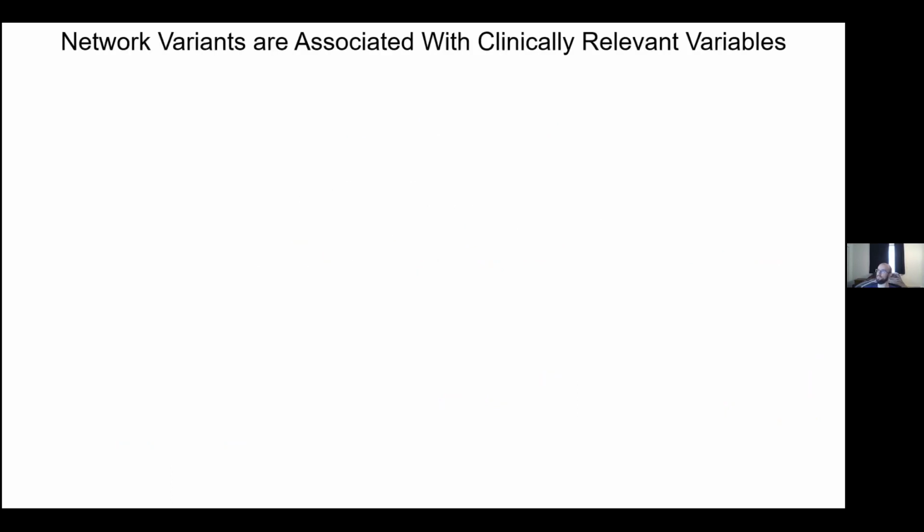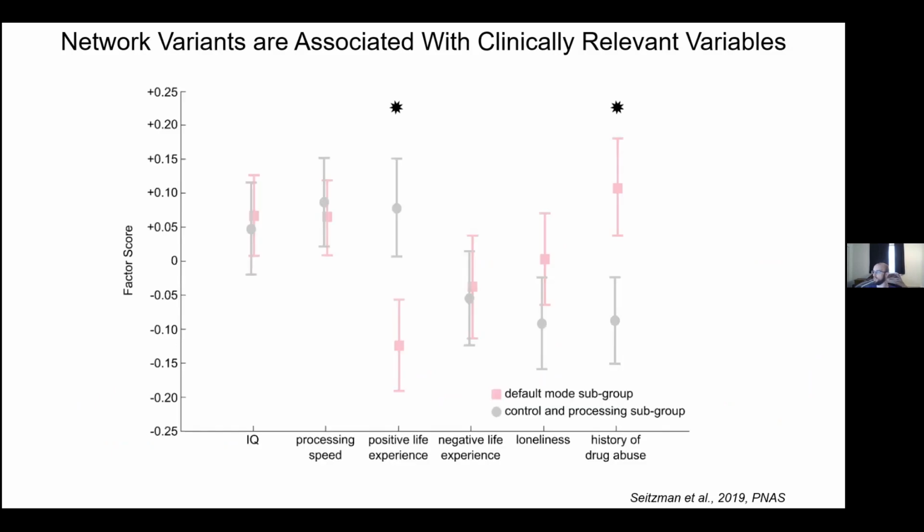And network variants themselves have also been associated with clinically relevant variables. We have a finding from Ben Seitzman's paper showing that people who have more default mode network variants, so more variants that are assigned to the default mode network, not variants that occur within the default mode network, tend to report lower positive life experiences, which is a risk factor for depression. In addition to that, they also tend to report a higher history of drug abuse. So that's also something that's comorbid with many psychiatric disorders.